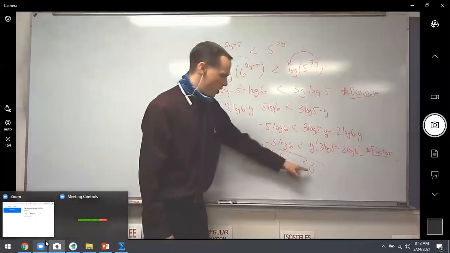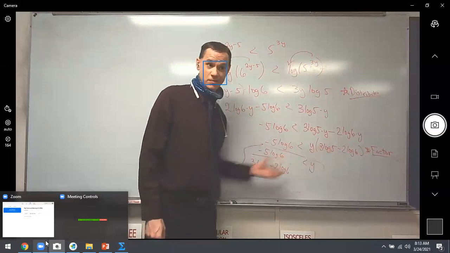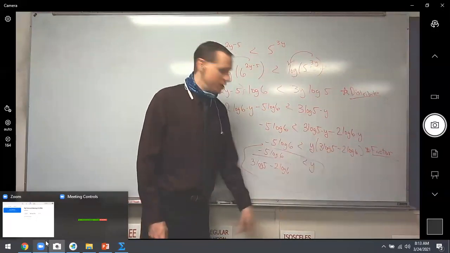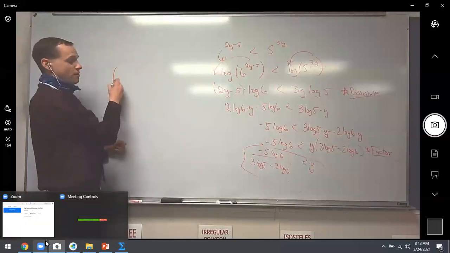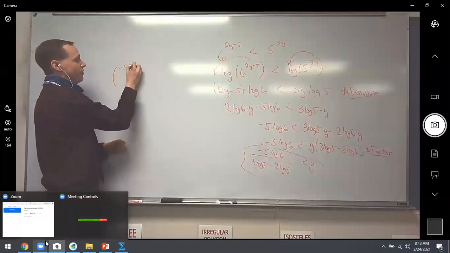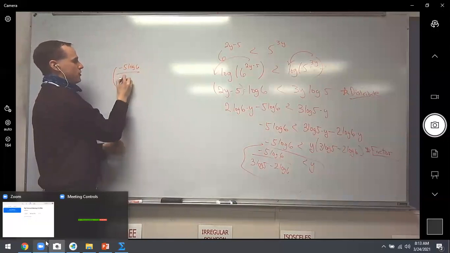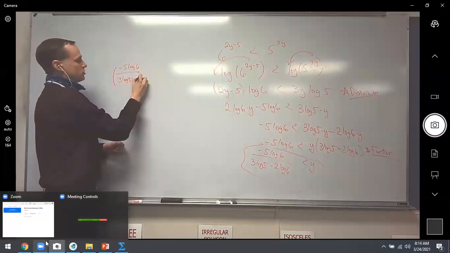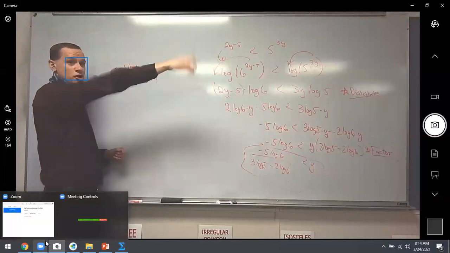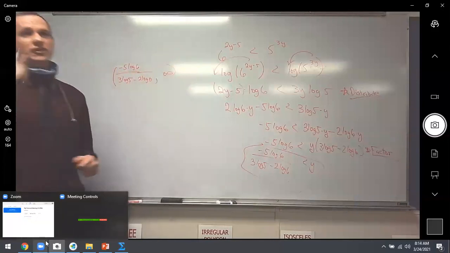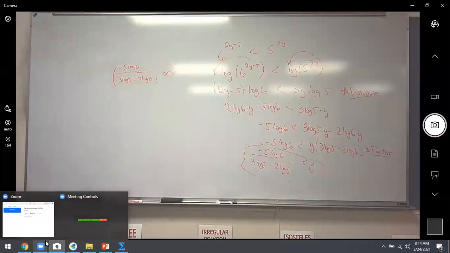So can you read it backwards? Y is more than this, right? Y is bigger than this. It eats the bigger one, right? So I'm looking for all the numbers from this, negative 5 log 6 over 3 log 5 minus 2 log 6, all those numbers from that number to infinity. So yes, interval notation is always the best right there. And you might get some disgusting things like this out.